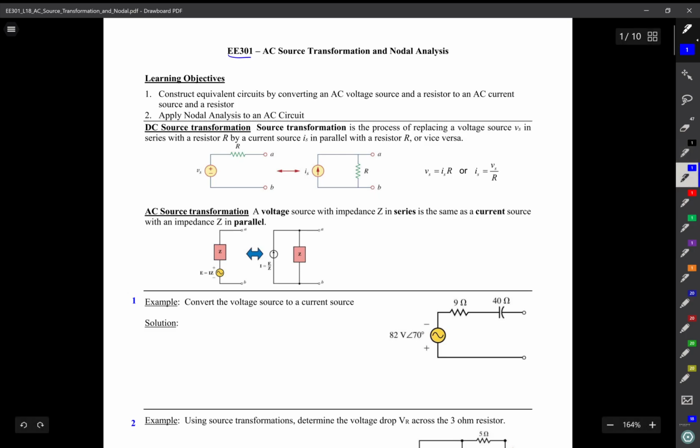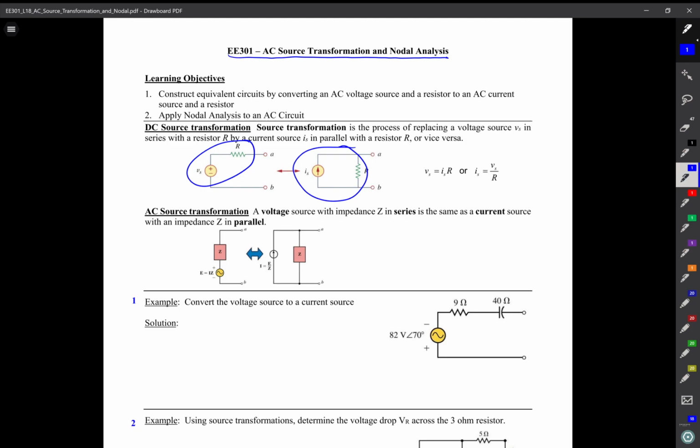Today's topic is AC source transformation and nodal analysis. And by now it's a familiar topic. In DC circuits, we can replace a voltage source in series with a resistor with a current source with a resistor in parallel. And we have a surefire method to solve for any voltage or any current in any circuit by following the steps in the nodal analysis process that yields a system of equations that simultaneously solves all the node voltages.